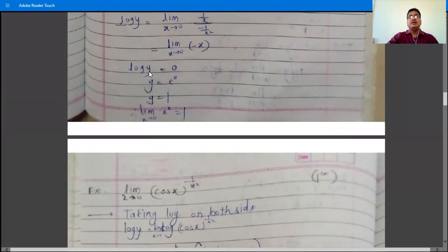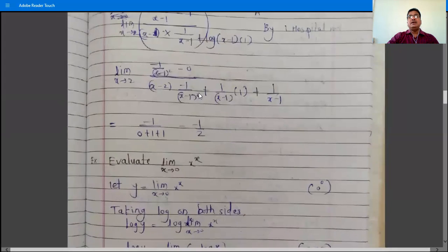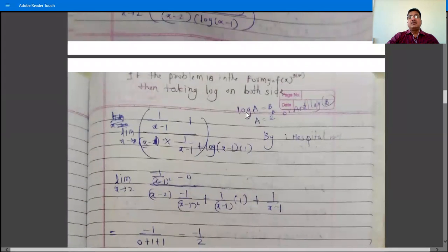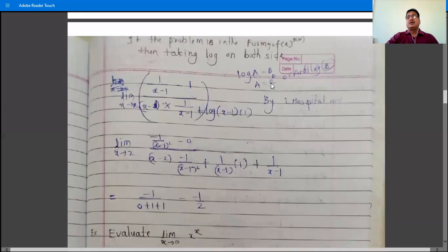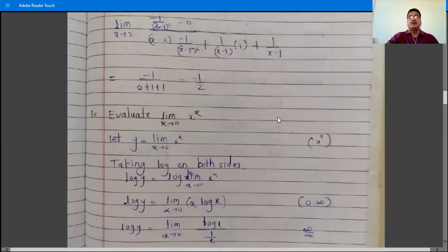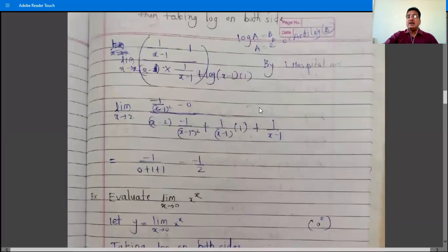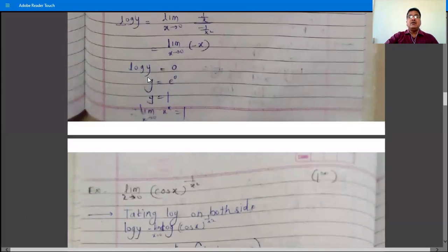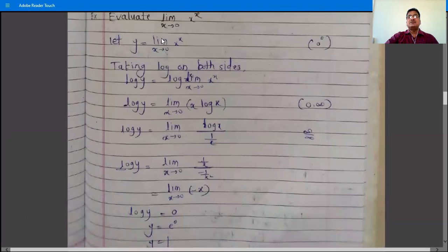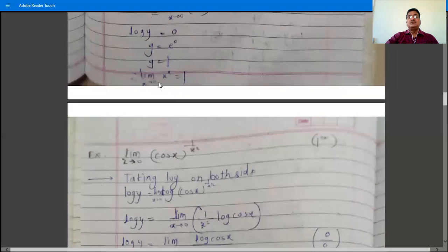Because if log a is b, then a is what? If log a is b, then a is e raised to b, or the anti-log of b. If we shift log to the RHS from the LHS, then it becomes anti-log or e raised to b. The exponential function is the inverse of the logarithmic function. So we have log y is 0, which means y is e raised to 0, that is 1. And what is y? y means this limit x tends to 0, x raised to x is 1. So limit x tends to 0, x raised to x is 1.